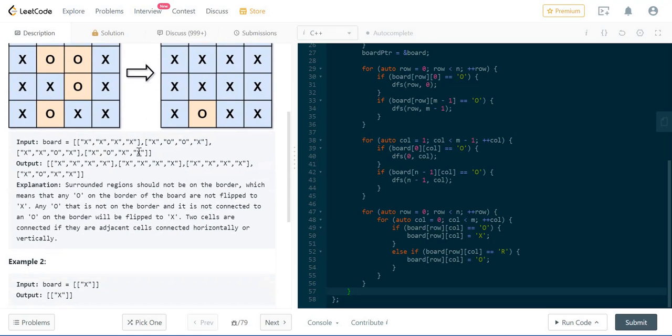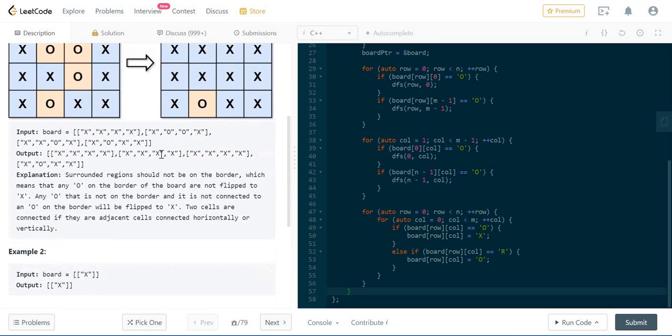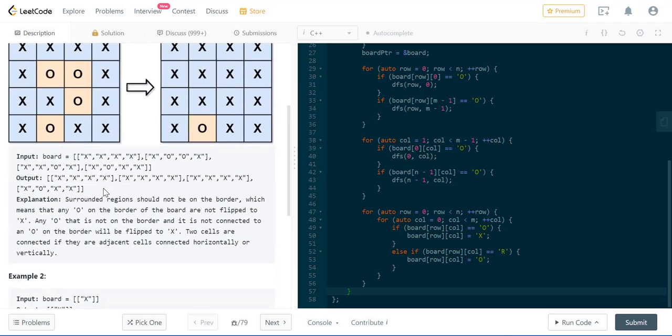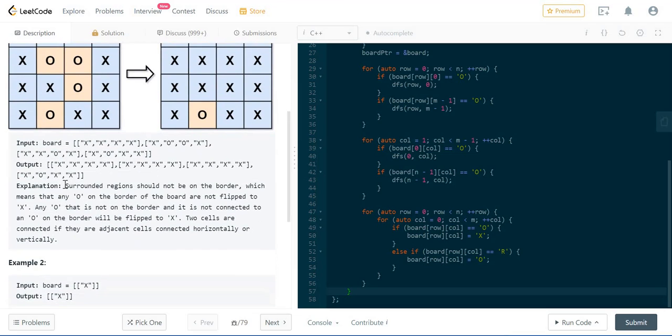So this is the input matrix. We have nothing to do with this, and this is the output. These are just representations in terms of the characters. So the explanation of this test case: surrounded regions should not be on the border, which means that any O on the border of the board is not flipped to X.